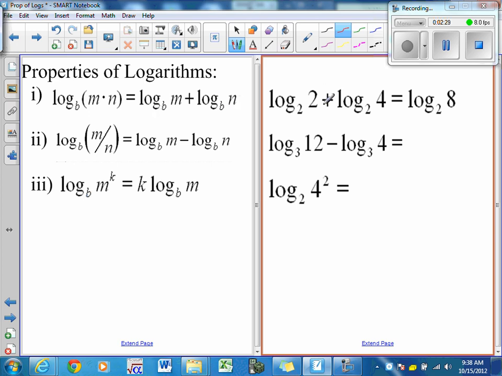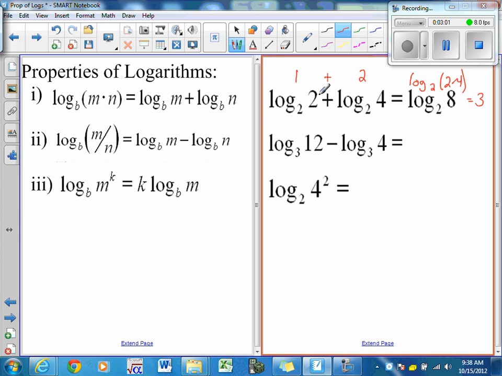For example, if I have log base 2 of 2 plus log base 2 of 4, this 2 and the 4, I can combine those and get log base 2 of 2 times 4, which is 8. And notice, this works. Log base 2 of 2 is 1. Log base 2 of 4 is 2. And log base 2 of 8 is 3. 2 plus 1 is 3.